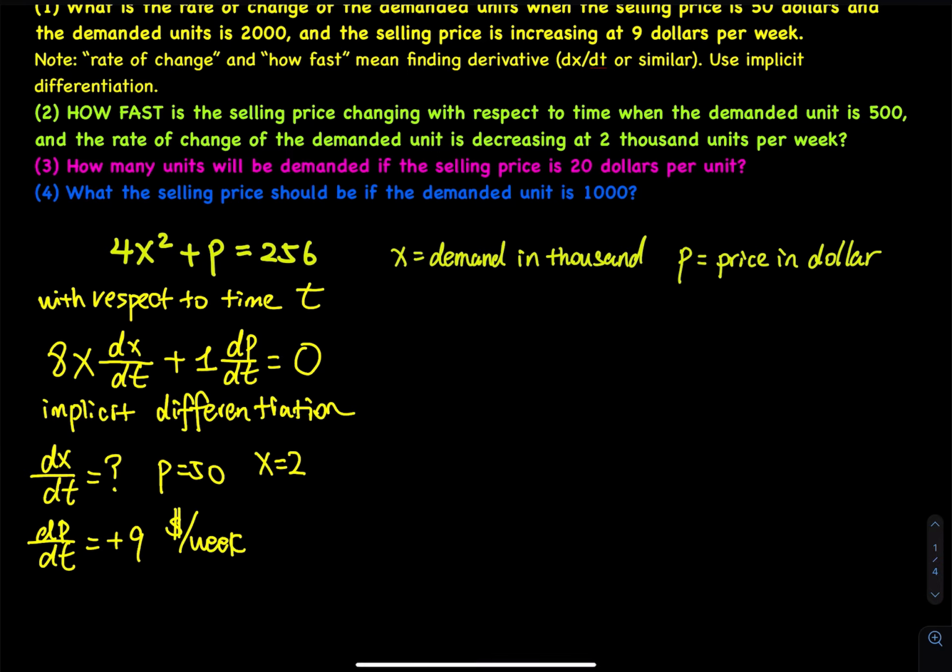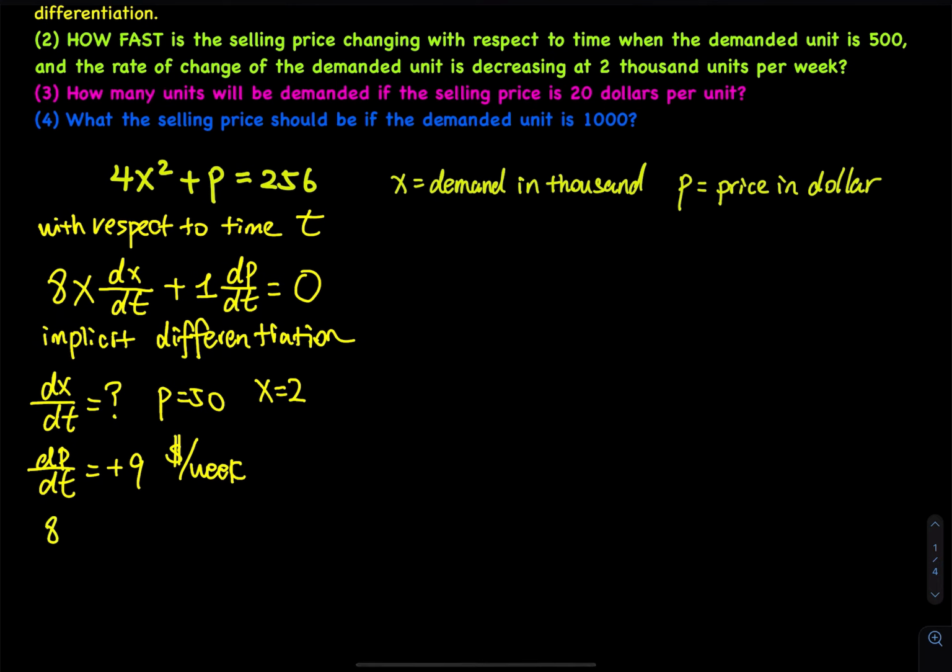And then they are asking for dx/dt. So all you have to do is plug this into the equation and then just solve for dx/dt. So we have 8 and then x is equal to 2, dx/dt we don't know, and then plus 1 times dP/dt, which is 9, and then equal to 0.